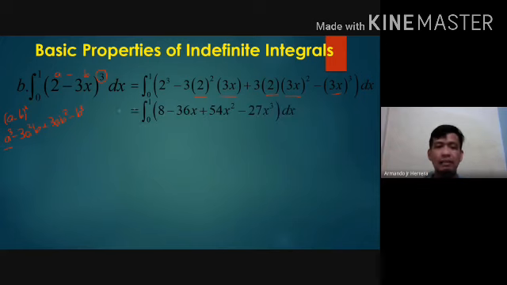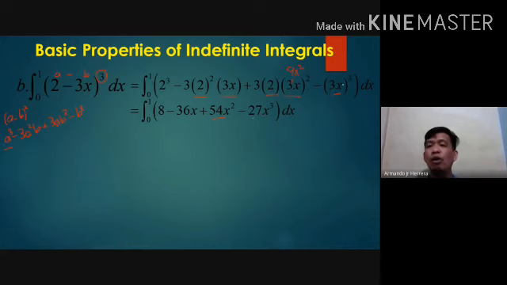Simplifying that, 2 cubed is 8. 2 to the second power is 4, times 3 times 3 is 36, multiplied by x is negative 36x since it is preceded by a negative. Plus 3 times 2, that's 6. 3 to the second power is 9, and x to the second power is x squared. So 3 times 2 is 6, times 9 is 54x squared.